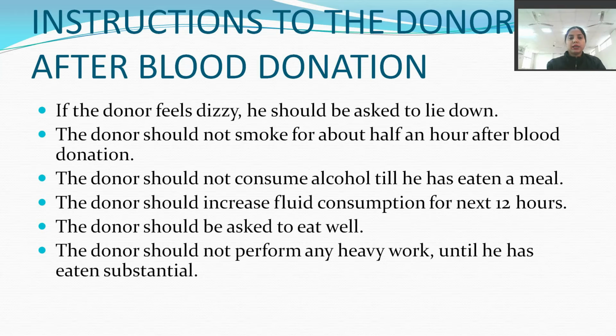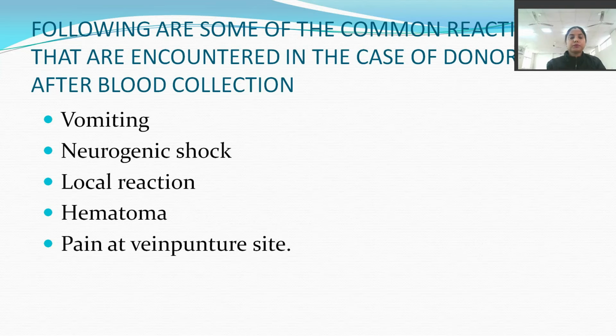The donor should be asked to eat well. The donor should not perform any heavy work until he has eaten a substantial meal. Following are some common reactions encountered in the donor after blood collection: vomiting, neurogenic shock, local reaction, hematoma and pain at the venipuncture site.